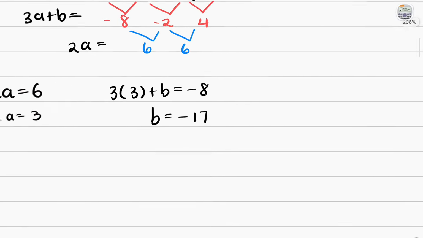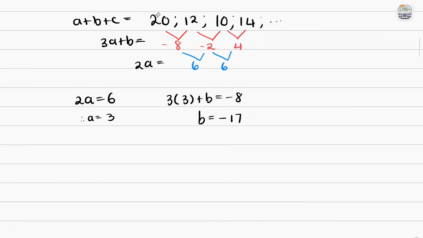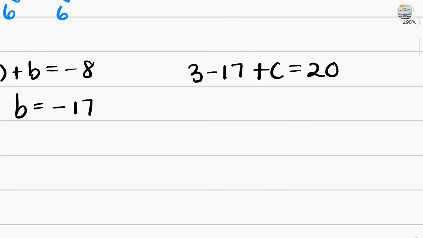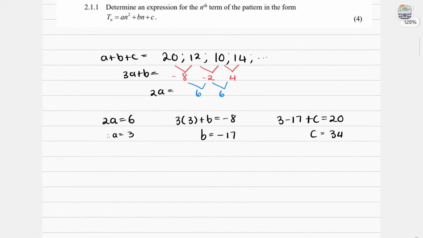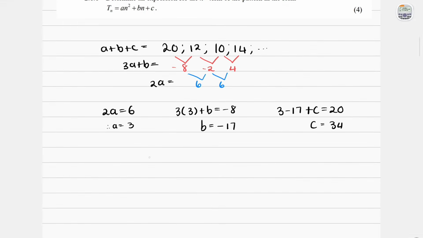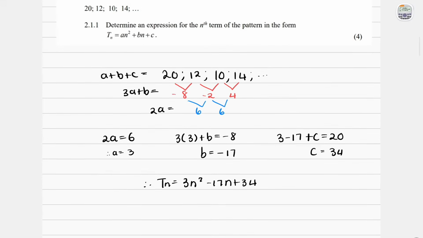And then we'll find c by saying a plus b plus c equals 20. But we already know what a is. A is 3, and b is negative 17, plus c equals 20. So 3 minus 17 is negative 14. So positive c is equal to 20, and we can transpose that negative 14, so it becomes positive 14, and we have positive 34. So this means in the form an squared plus bn plus c that Tn is equal to 3n squared minus 17n plus 34. And that is our answer.